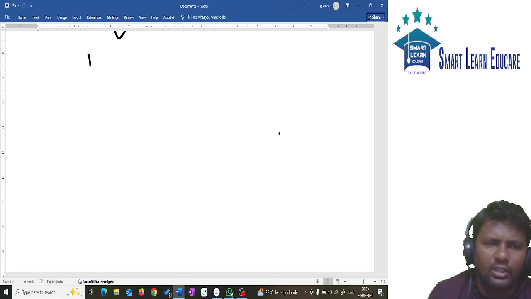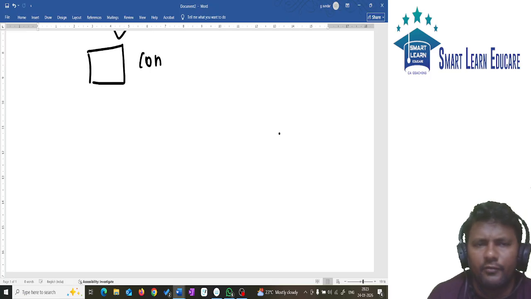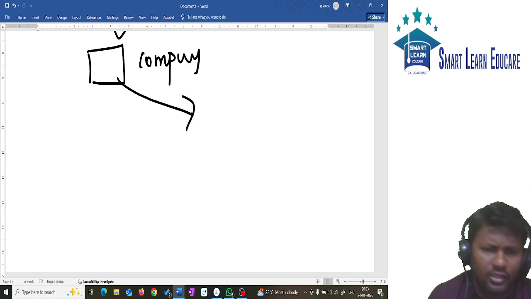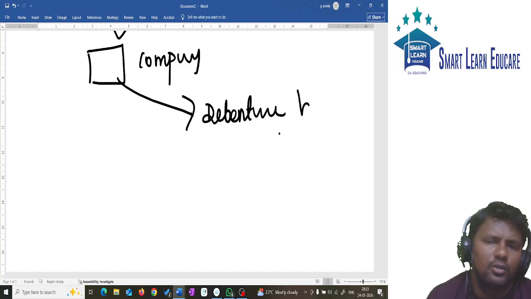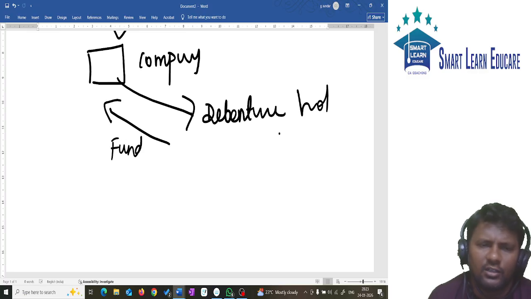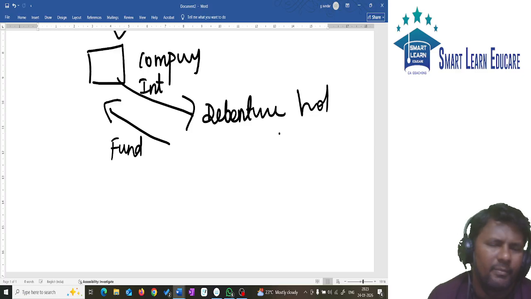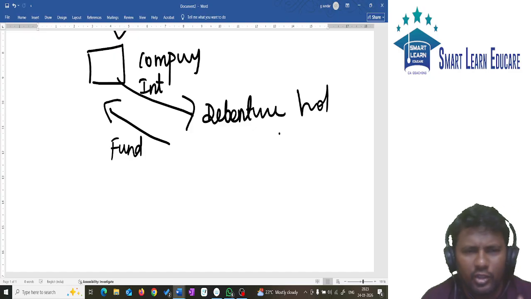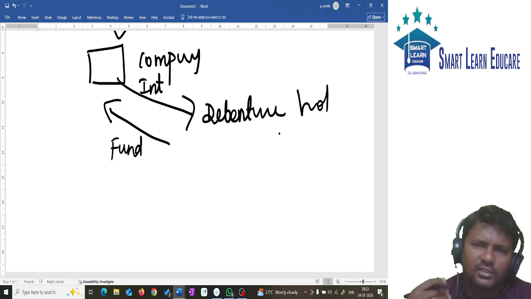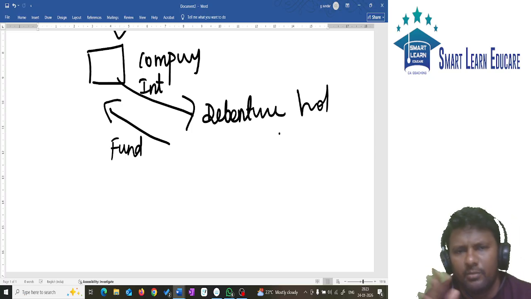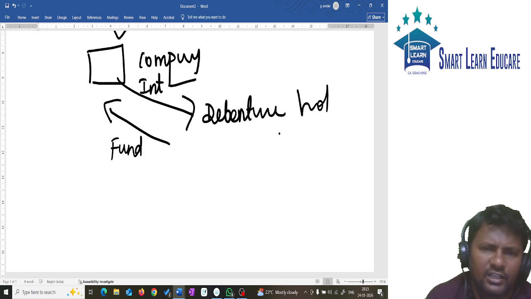So when we are doing the accounting, from whose point of view? Company point of view. The company issues some debentures to the debenture holders, and the company receives some funds from them. For that it is paying interest. Just like from a bank you get a loan and you need to pay interest on that loan, in the same way the company has received some money from the debenture holders, so the company makes payment of interest to them. Such a thing we call interest.